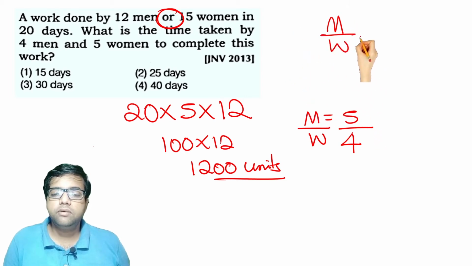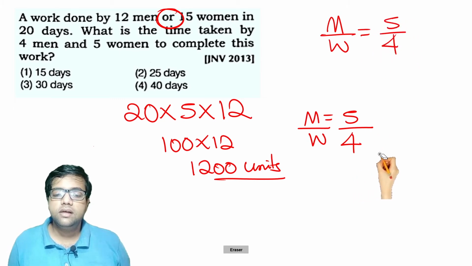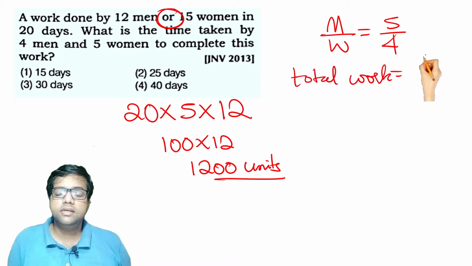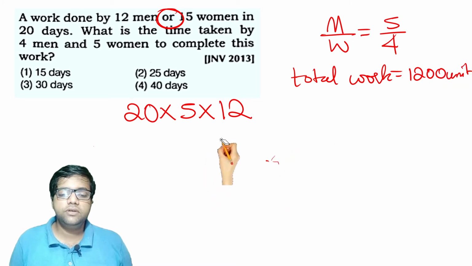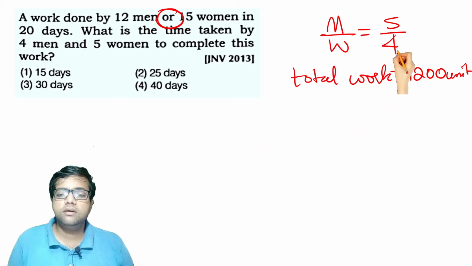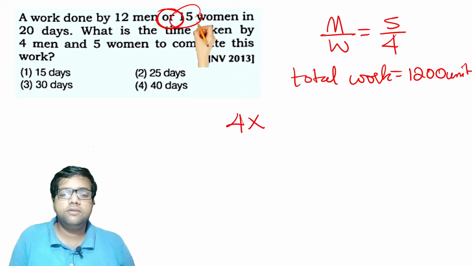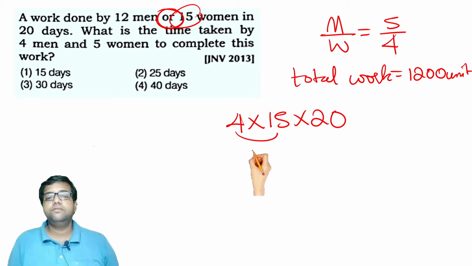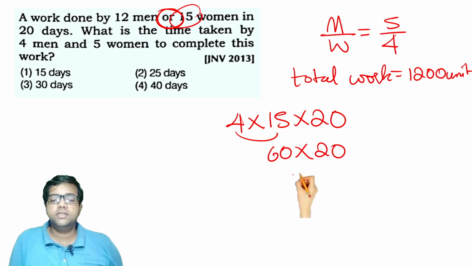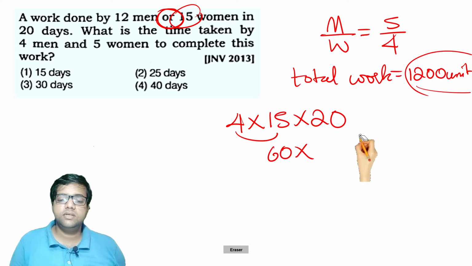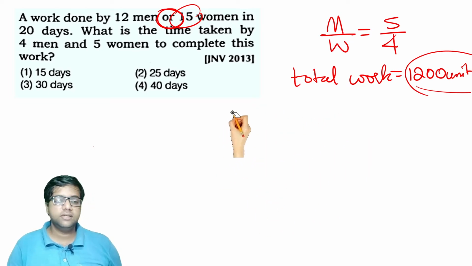I will write men upon women is equal to 5 by 4. Okay? And what is the total work? Total work which needs to be done is equal to 1200 units. So even if you check it with the help of the women's capacity, you will get the same value. Let us do that also. So capacity of women is 4, and there are 15 women who are working and they work for 20 days, right? What will you get? 15 4s is 60. 60 into 20 will give you again 1200. So 1200 units is the same thing you will get in both ways. You can cross verify it. So total work is this.